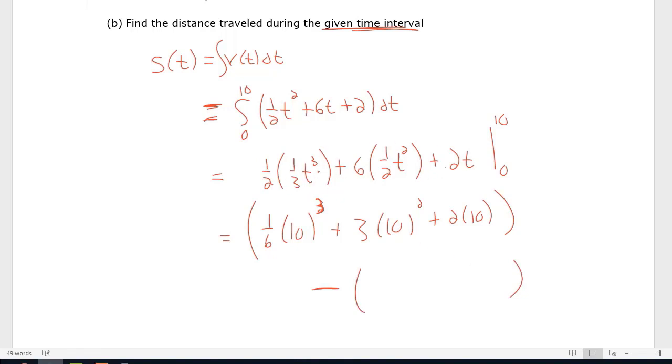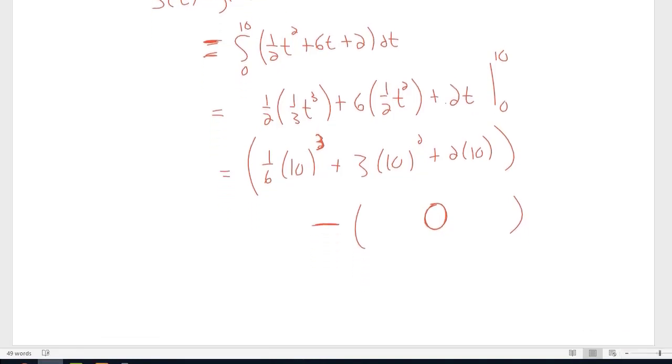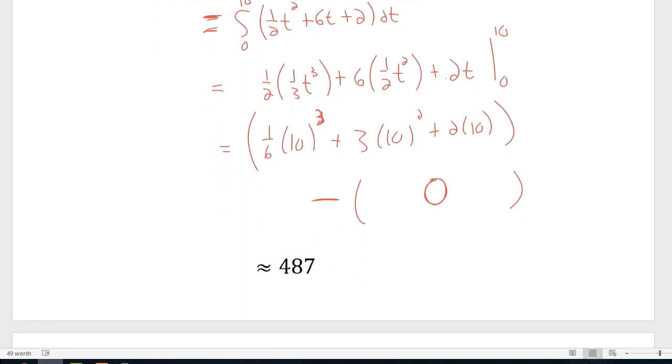And notice what's going to happen. I'm going to get 0 cubed plus 0 squared plus 0, so that's a big old 0 that we're subtracting. Evaluating all of that, I get a distance traveled of approximately 487 meters between 0 and 10 seconds. Now, in this last example, I'm going to point out something slightly different between a definite integral and an indefinite integral.